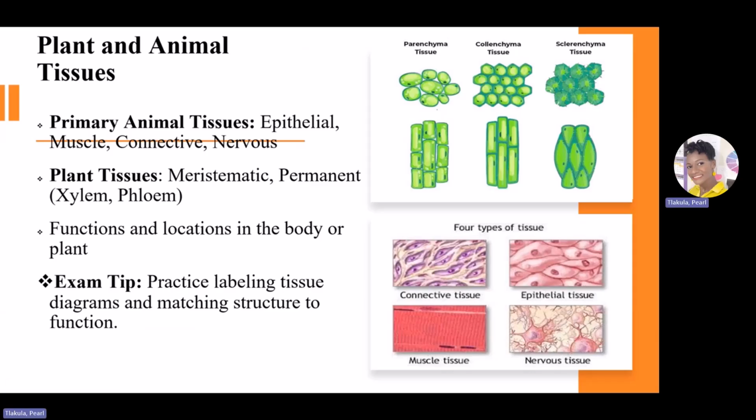So you should also learn about the plant and the animal tissues. And here we have the primary animal tissues, which are the epithelial tissue, the muscle tissue, the connective tissue, and the nervous tissue. There are actually 4. And then in the plant tissues, we have the meristem and the permanent tissues. You must also know their function and locations in the body or in the plant. So for the exam tip, practice labeling tissues, their diagrams, and matching structures to the function.